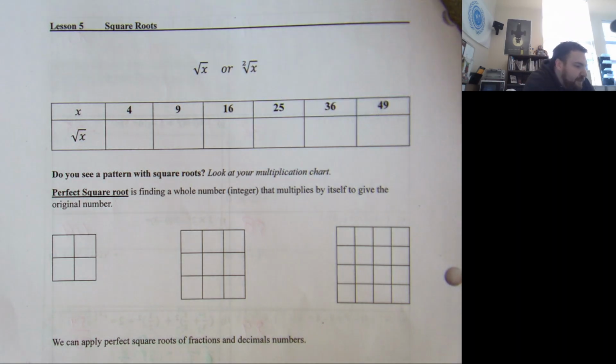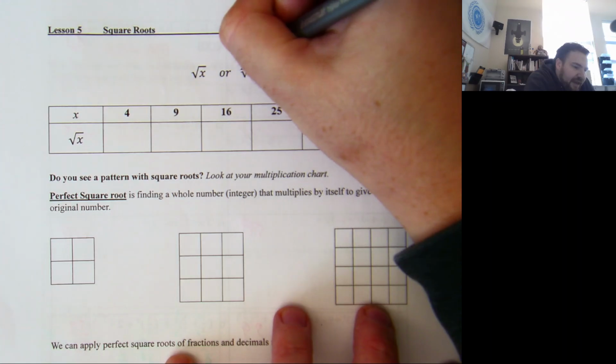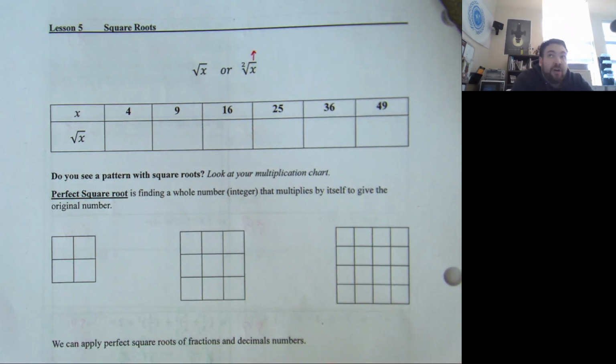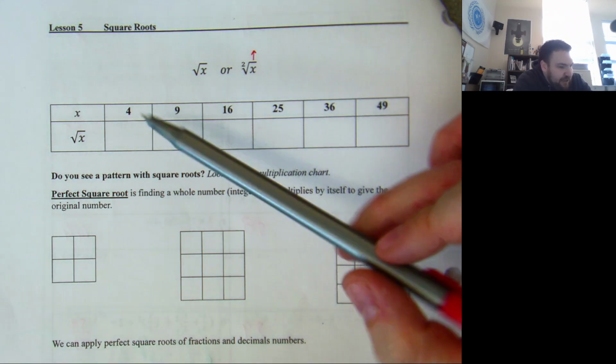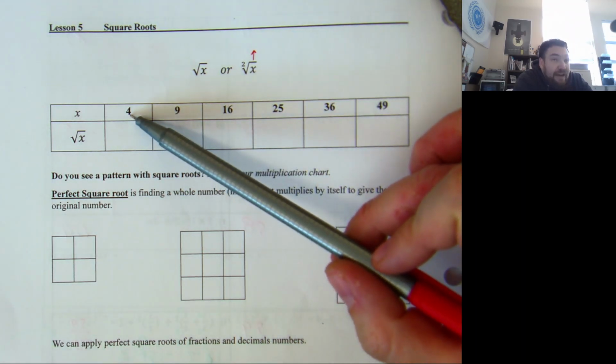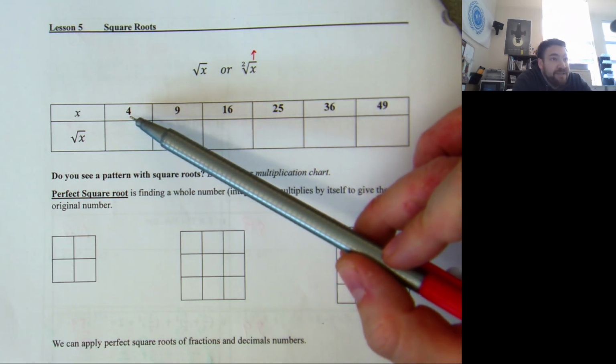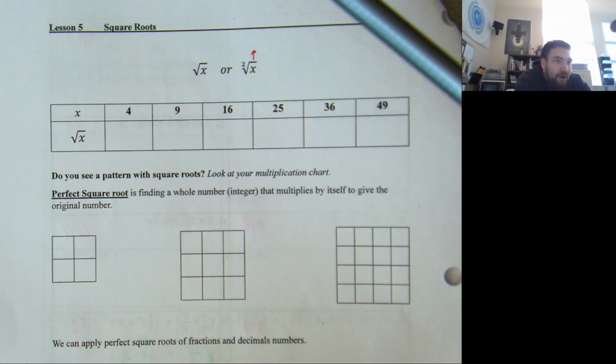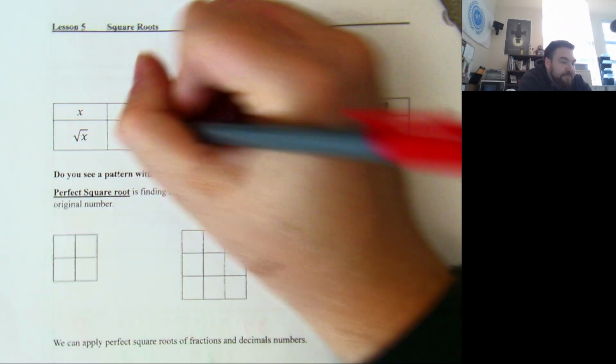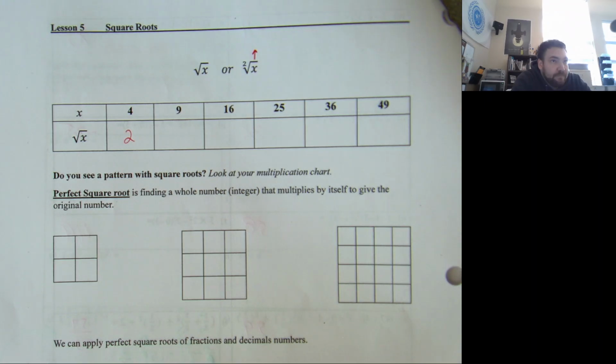So the reason why roots and exponents are similar is this. If you take a look at what we've got here, if 4 is my x, and I want to take the square root of 4, the square root of 4 is 2. Why, Marcus, is it 2? Yeah, because 2 times 2 is 4.